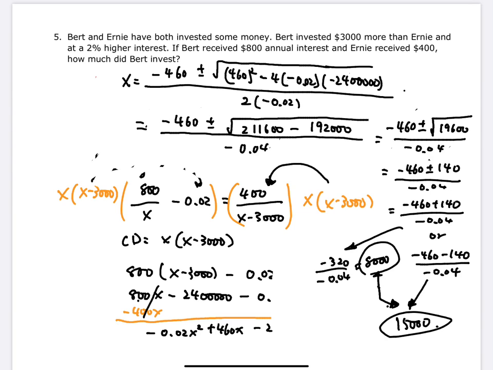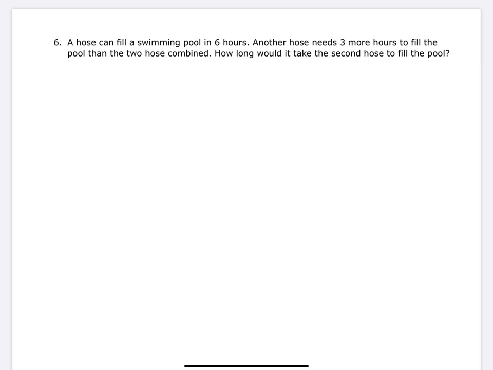All right, the last problem. A hose can fill a swimming pool in 6 hours. Another hose needs 3 more hours to fill the pool than the 2 hoses combined. How long will it take for the second hose to fill the pool?